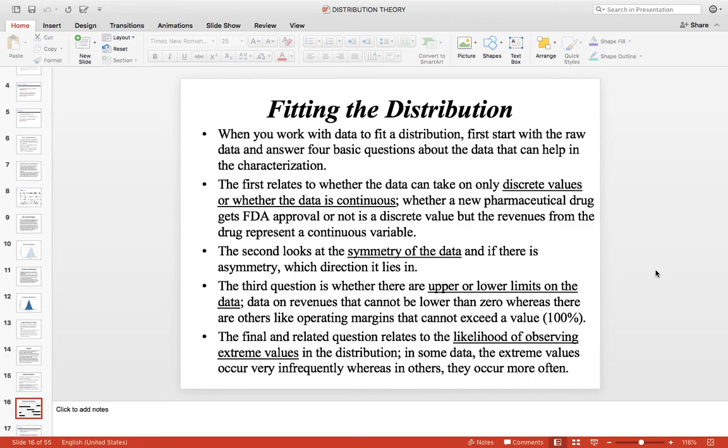So that's the first thing. You have to first decide whether the data is discrete or whether it is continuous. In the example that I gave you about the deaths in COVID virus, you know upfront that the data is discrete, and therefore you cannot fit a continuous distribution.